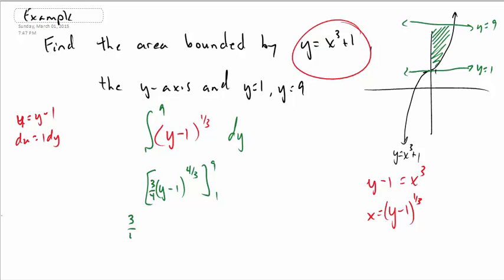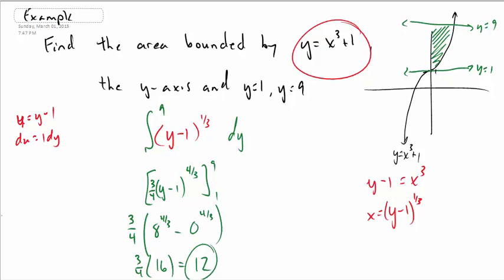So this would be 3/4. I'm going to factor the 3/4 out this time. 8 to the 4/3 minus 0 to the 4/3. Well, 8 to the 4/3, that would be 2 to the 4th, which is 16. My area is 12.